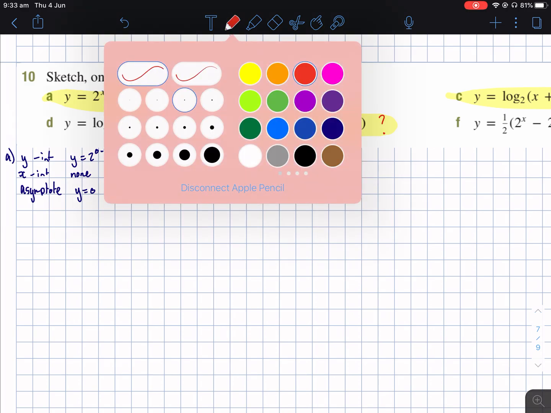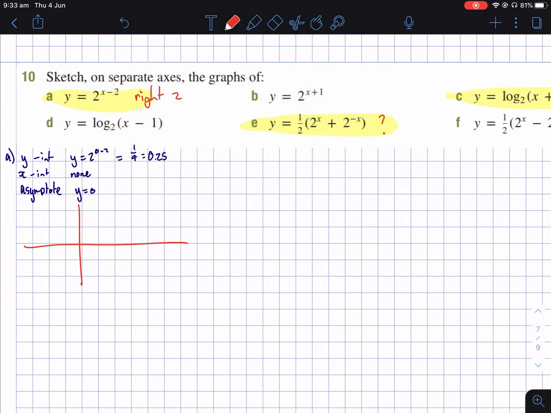So when we sketch this one, instead of going along coming up there, it's been moved right 2, so it goes along, comes up there. And this one has just continued down it. That's it.